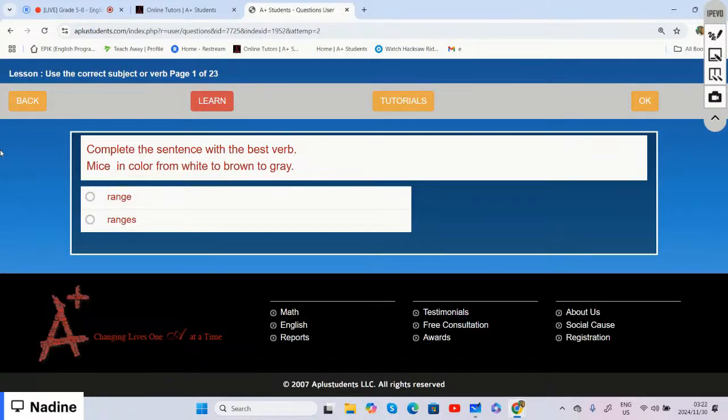All right. It says mice in color from white to brown to gray. So mice, do we say range in color from white to brown to gray, or do we say mice ranges in color from white to gray? We need to choose the correct option that agrees with our subject.